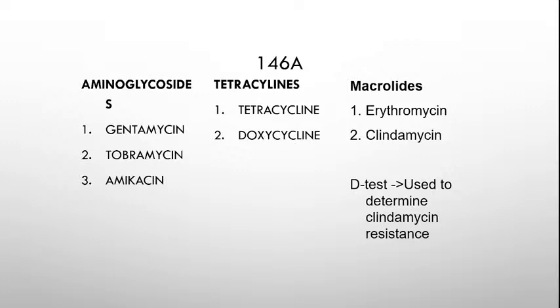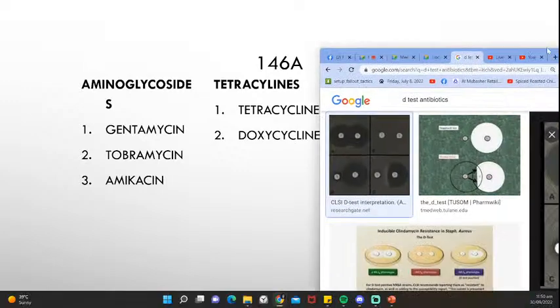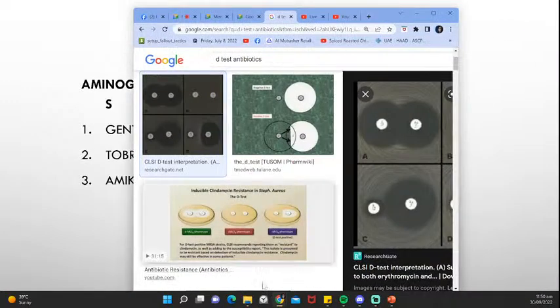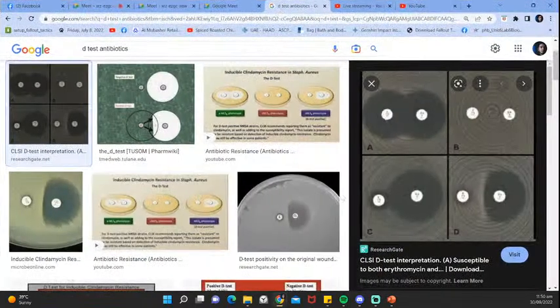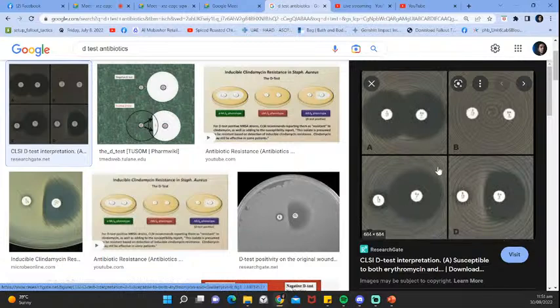Alright, so this is what you do when you have D-test. This is what you get when you do D-test. Can you guys see? Yes, sir. Alright, so look at this side first. Which one has D? Looks like a D. Figure A, figure B, figure C, or D? Of course, letter D, right? You can see a D here. Right? Why is it important to determine clindamycin resistance?